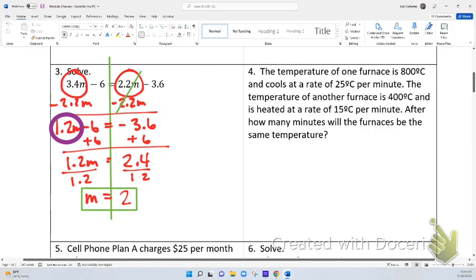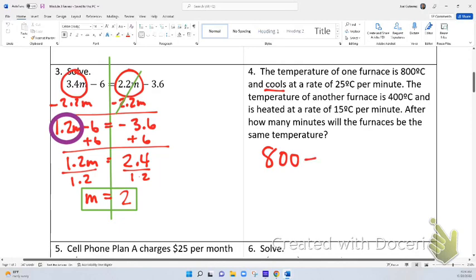Okay, so number 4. This is one of those word problems in which you are going to have to create an equation and then just solve for it. So the question says the temperature of one furnace is 800 degrees Celsius and cools at a rate of 25 degrees Celsius per minute. So right now the furnace is 800 degrees. And then take a look at the word. It says it cools. So when you're cooling something down, the temperature is going down.